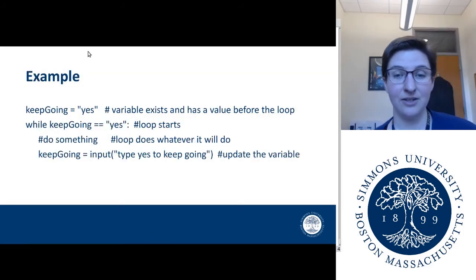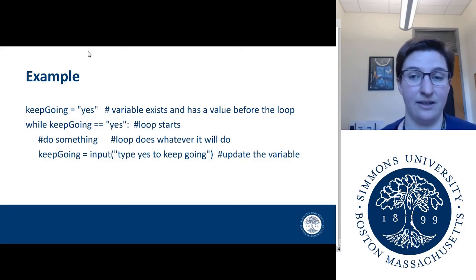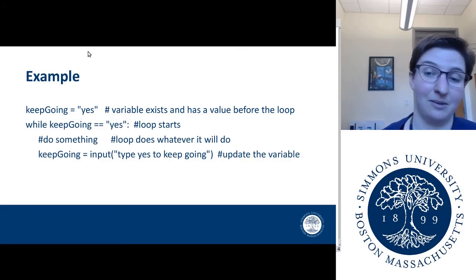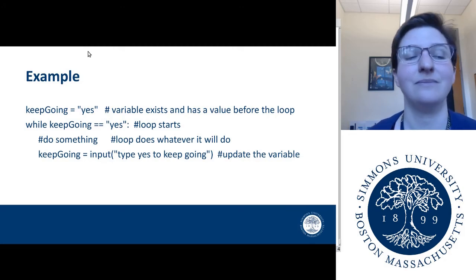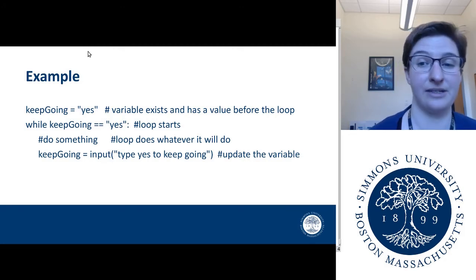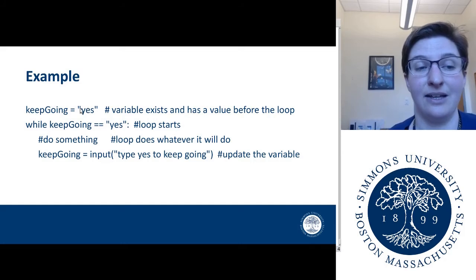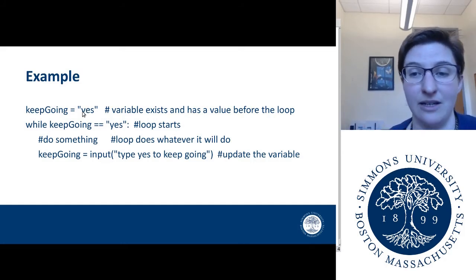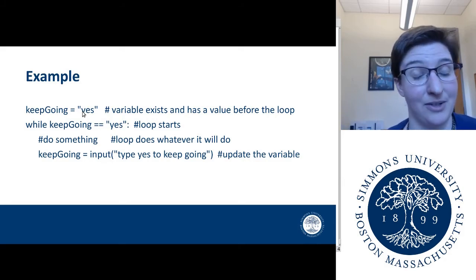Okay, so here's another example of a loop. I'm not going to type this one out. That's going to be up to you, and just as a hint, this will help you with the assignment for this week. So here I'm saying keep going equals yes. That's me assigning a value to a variable before the loop. And in this case, you'll notice I'm using a string instead of a number. This will also help you on your assignment.